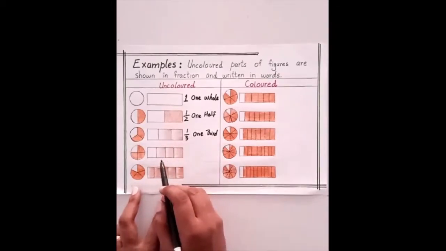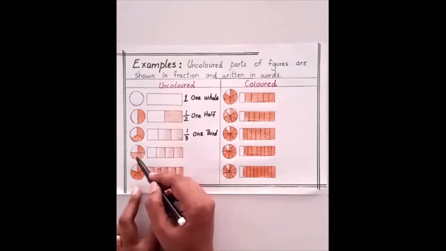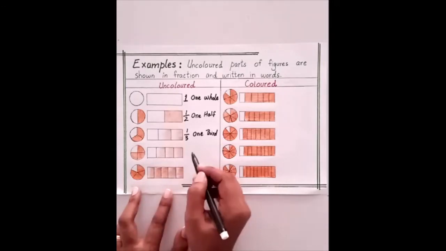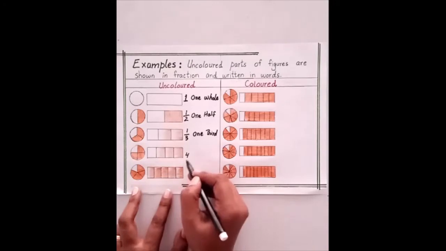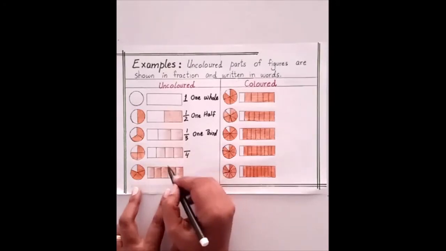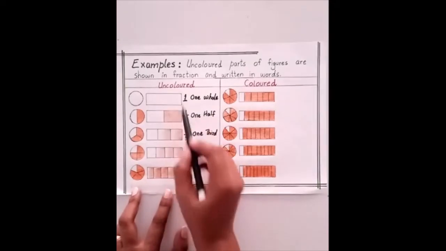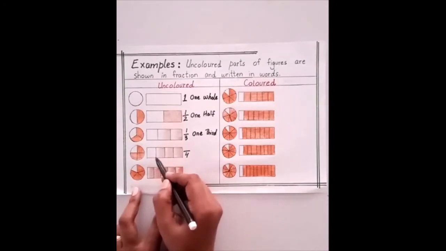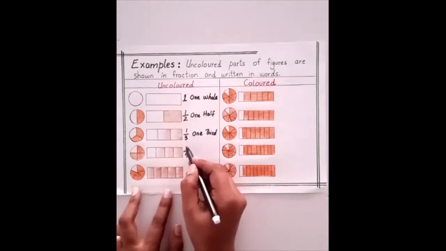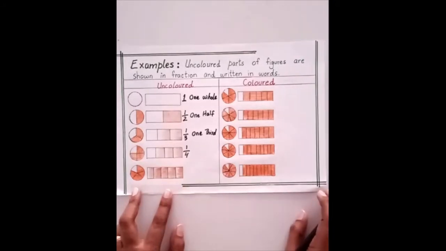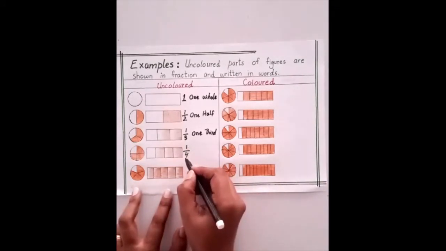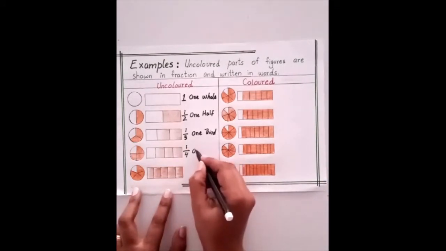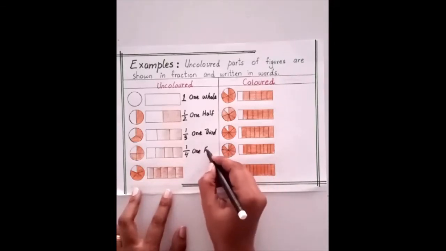In the next picture, the whole is divided into 4 portions. 1, 2, 3, 4. We will write 4 as a denominator and the uncolored parts. Remember students, we are counting uncolored parts. So 1 portion is uncolored, that we will write over here as a numerator, and we will write it in words like this: 1/4.